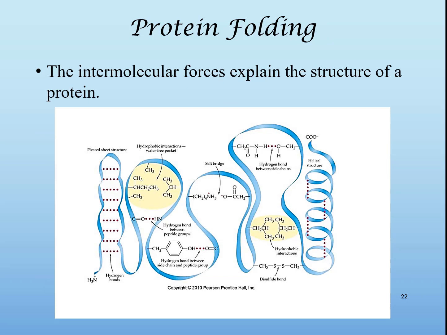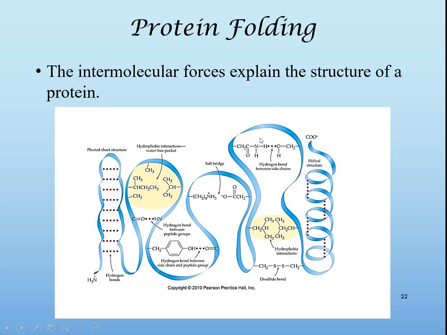The next example is protein folding, which is obviously very important in biochemical applications. In this case, we see various kinds of interactions. Here, we see a carbonyl group acting as a hydrogen bond acceptor and then an NH group as hydrogen bond donor. We see a similar picture down here where the OH of the phenol function acts as a hydrogen bond donor and the carbonyl group in a different location of the chain as hydrogen bond acceptor.